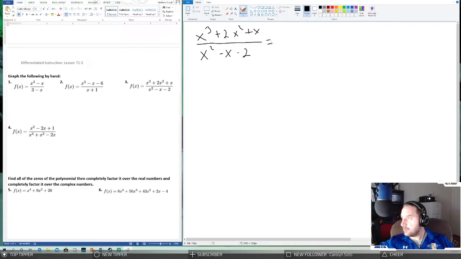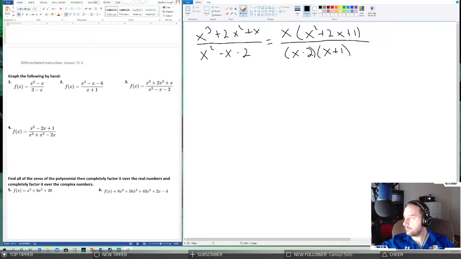So factoring this, that's going to factor into x times x squared plus 2x plus 1. And the bottom, that's going to be x minus 2 and x plus 1. On the top, it's still going to factor some more. And so that top is going to factor into x plus 1 times x plus 1 over, and in the bottom, we have x minus 2 and x plus 1. Comments or questions on that?